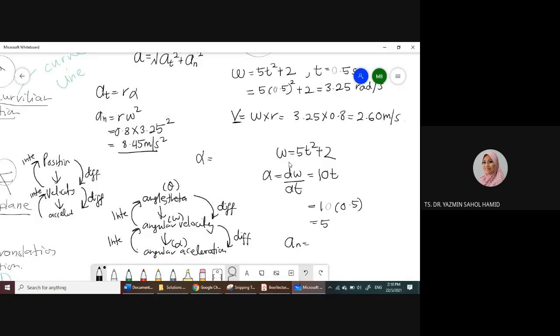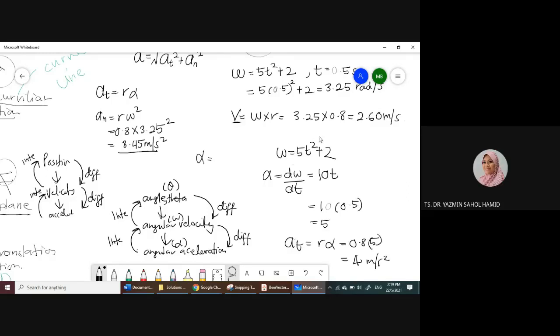Now we want to find what? AT. So AT is just R alpha. So it will be R, 0.8, times alpha. What is our alpha? 5. So 0.8 times 5 is 4. 4 meter per second square.